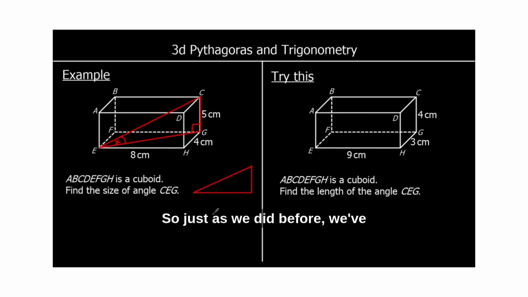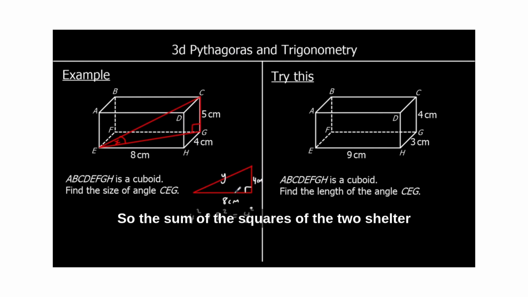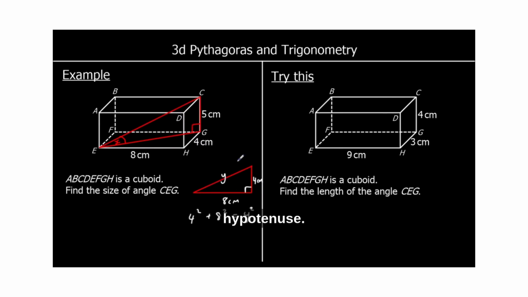Just as we did before, we've got 8 centimeters and 4 centimeters, and we want to find the hypotenuse. So Pythagoras says a squared plus b squared equals c squared. In this case, 4 squared plus 8 squared equals y squared. The sum of the squares of the 2 shorter sides is equal to the square of the hypotenuse. 4 squared is 16. 8 squared is 64.